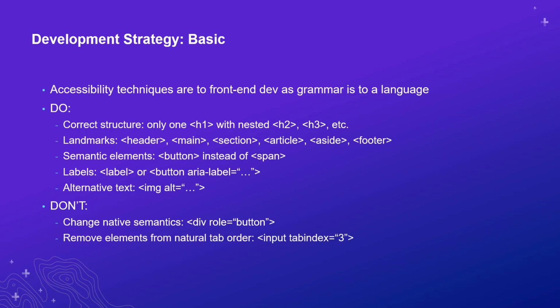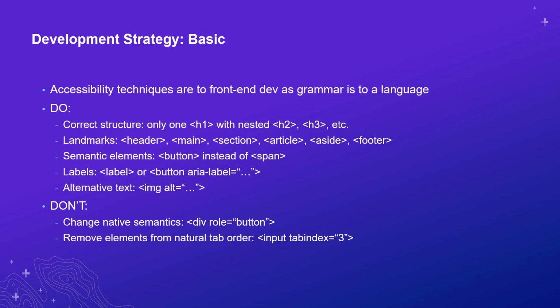Don't remove elements from the natural tab order. So you can imagine as you tab through a document, the natural tab order is the order in which the elements are laid out throughout the DOM, the document object model. If you add a tab index, suddenly the cursor will jump from one place to another and it doesn't follow this natural tab order anymore. So this is actually a no-no.